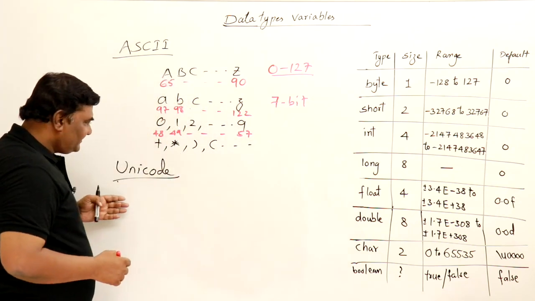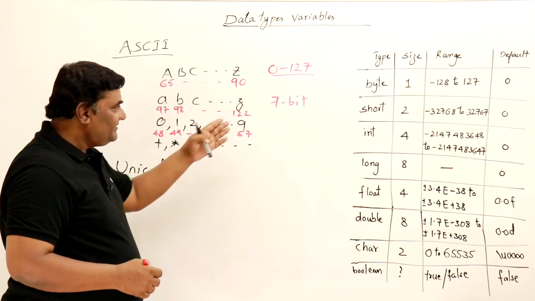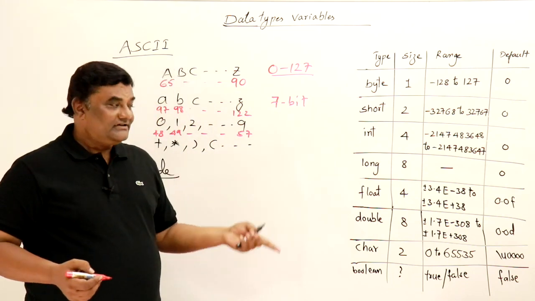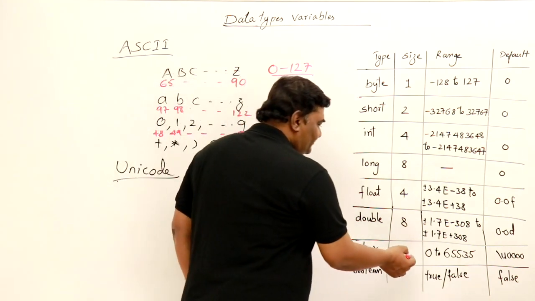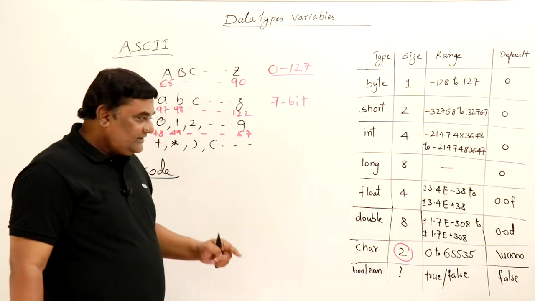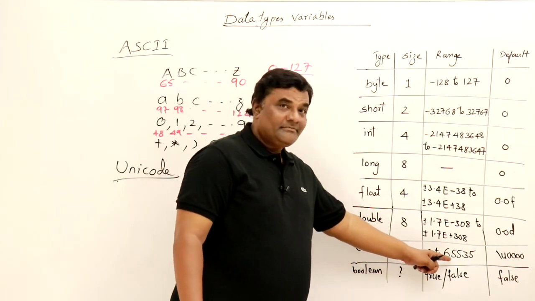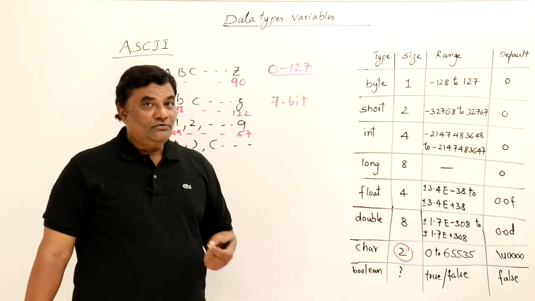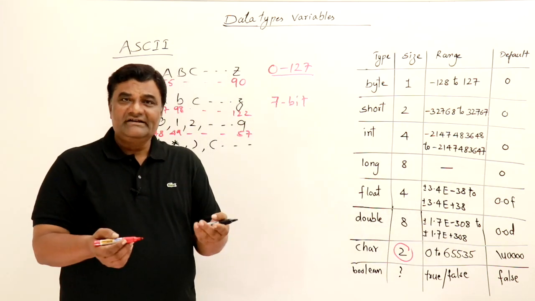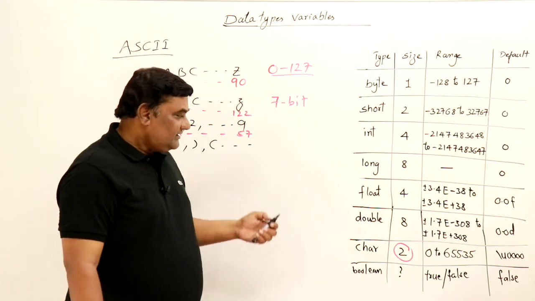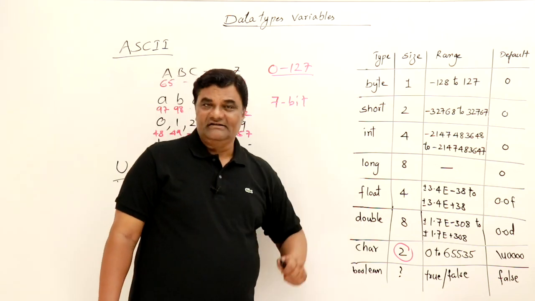But when we talk about supporting various natural languages, 7 bits are not sufficient. We need more space, right? That is the reason Java takes 2 bytes for a character to support Unicode. And it takes positive numbers only, 0 to 65535. Only positive numbers are allowed, because there is no use of negative numbers in terms of characters. So this is about the character data type.